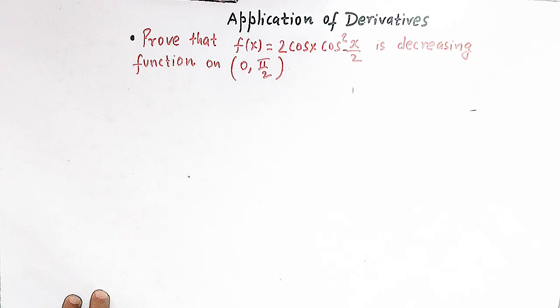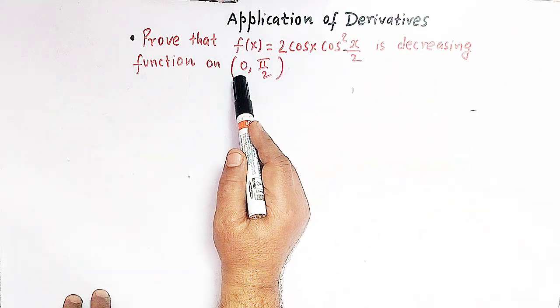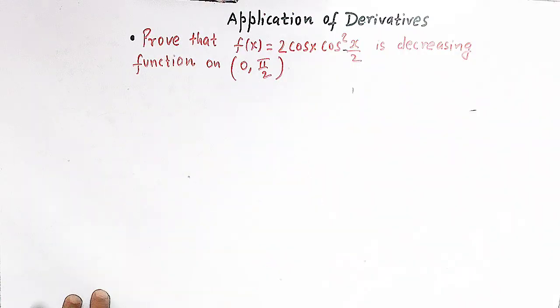So in order to prove that this function f of x is a decreasing function on this interval, we have to take help of the concept of derivatives, right? So here we'll take up the definition of decreasing function in terms of derivatives.